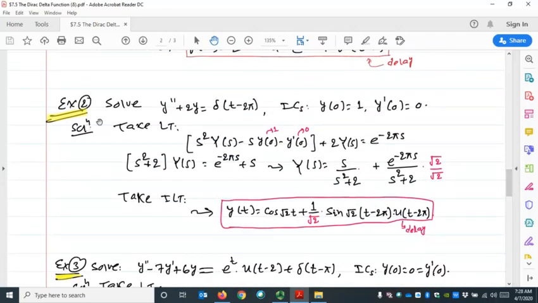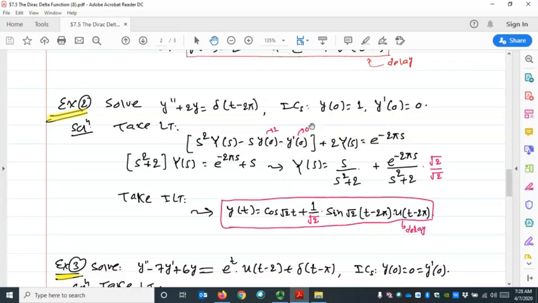Example 2. Solve y double prime plus 2y equals delta of t minus 2 pi, with initial conditions y of 0 is 1, y prime of 0 is 0. So for the solution, take the Laplace transform of both sides of this equation. The Laplace transform of y double prime is this term inside the bracket, plus 2 times the Laplace transform of y, which is capital Y of s, equals the Laplace transform of delta of t minus 2 pi, which is e to the power negative 2 pi s.